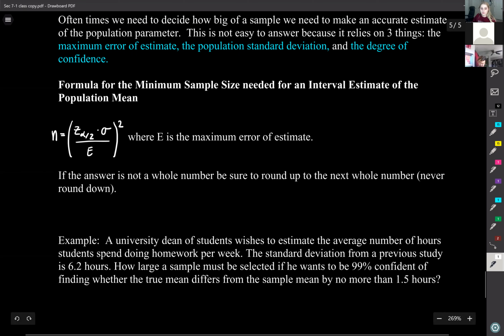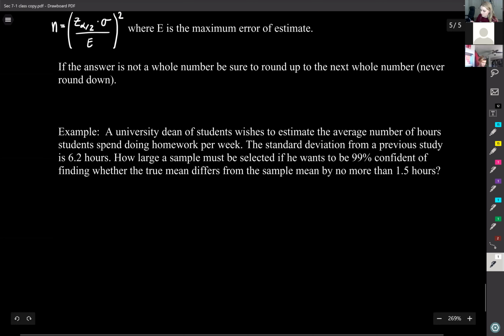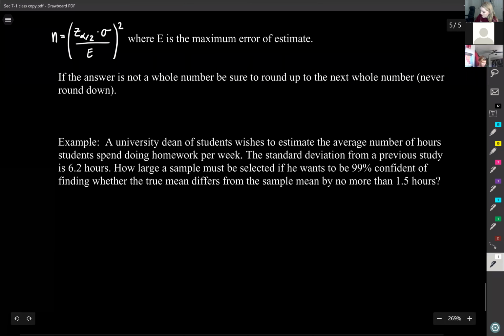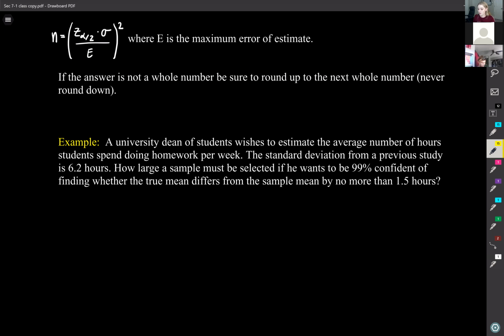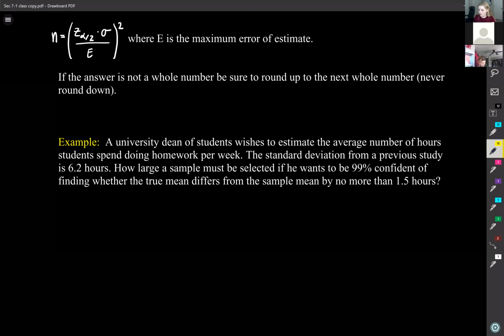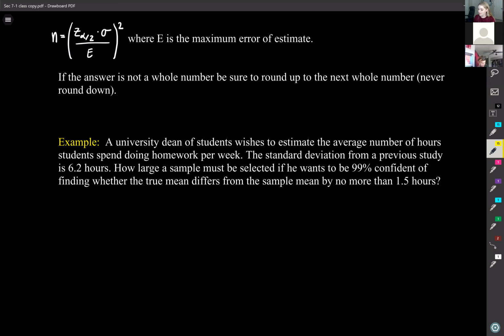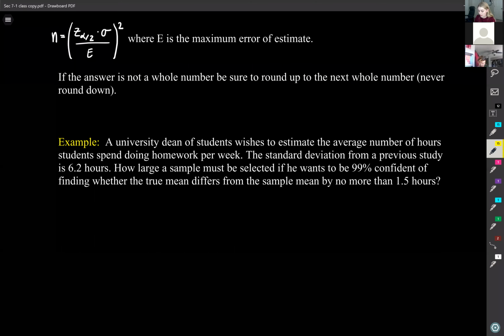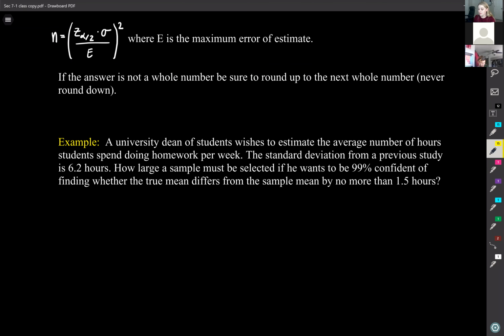Okay, so let's just do an example here. A university dean of students wishes to estimate the average number of hours students spend doing homework per week. The standard deviation from a previous study is 6.2 hours. How large a sample must be selected if he wants to be 99% confident of finding whether the true mean differs from the sample mean by no more than 1.5 hours?